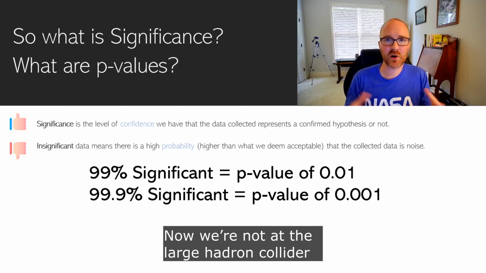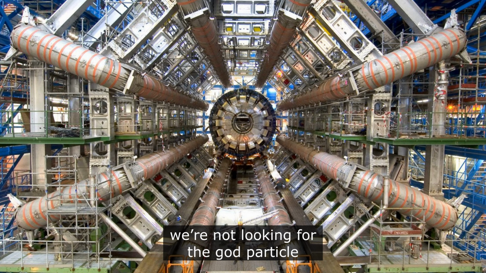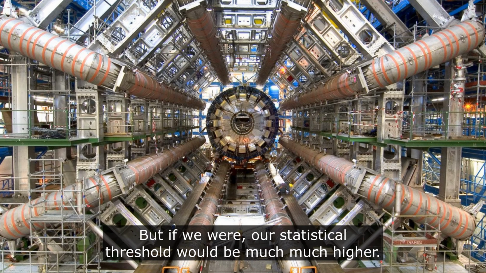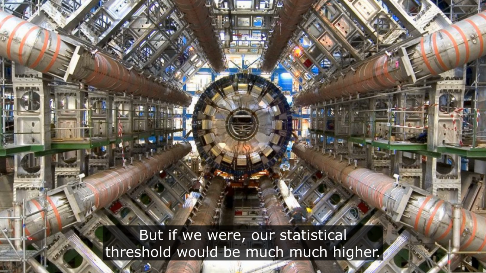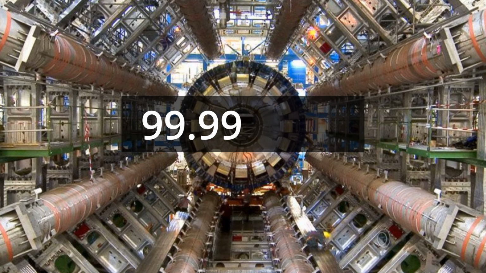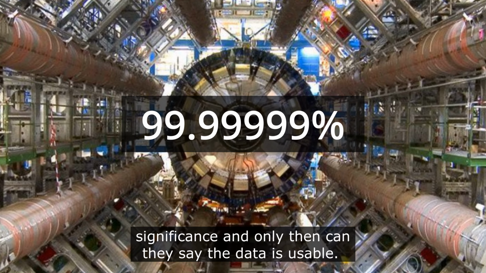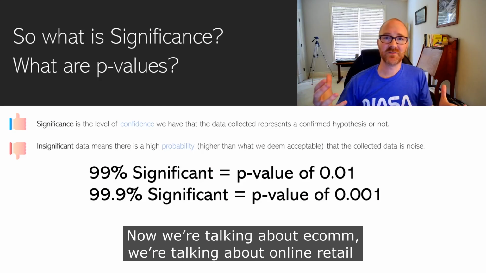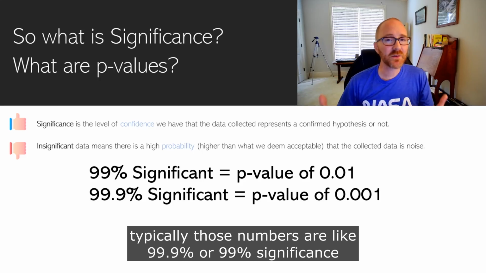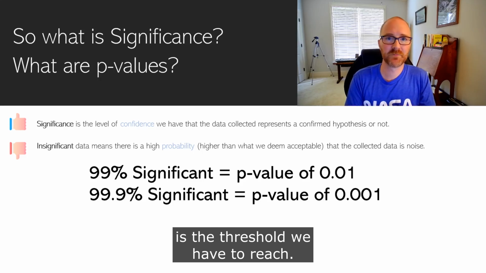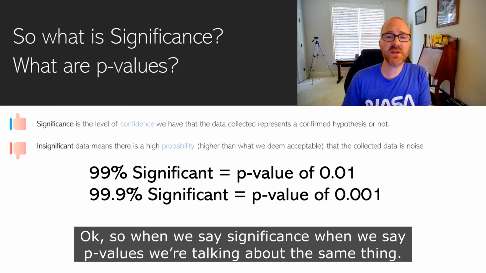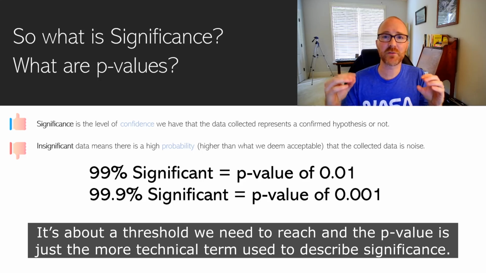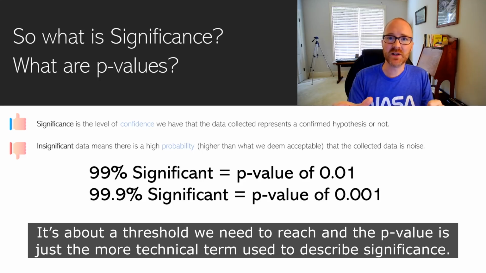Now, we're not at the Large Hadron Collider. We're not looking for the God particle. But if we were, our statistical threshold would be much, much higher. They use something like 99.99999% significance, and only then can they say that the data is usable. Now we're talking about e-com, online retail. Typically those numbers are like 99.9% or 99% significance as the threshold we have to reach. So when we say significance and when we say p-values, we're talking about the same thing. It's about a threshold we need to reach, and the p-value is just a more technical term used to describe significance.